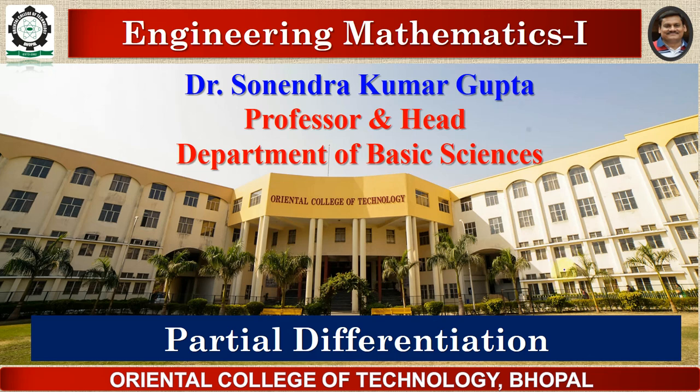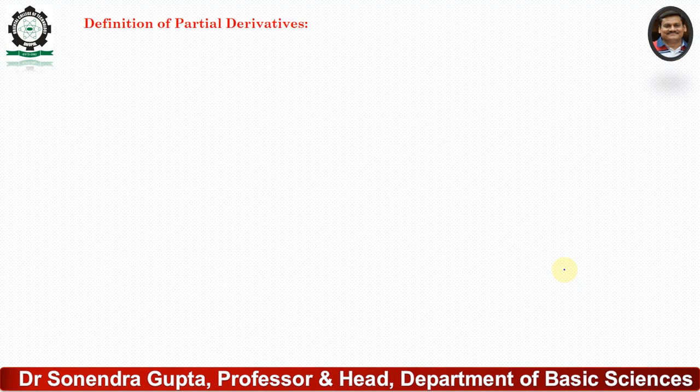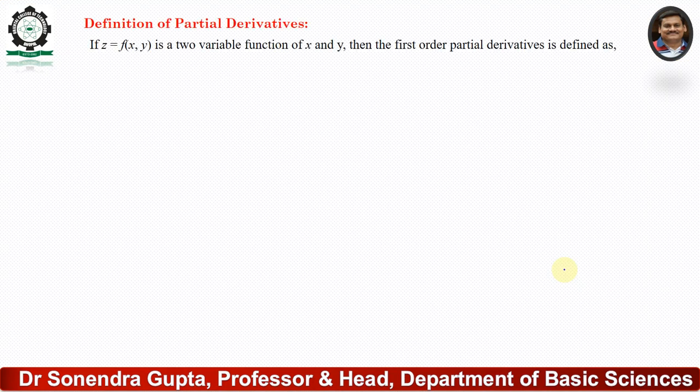Today we discuss the Engineering Mathematics 1 syllabus, and today's topic is partial differentiation. It is one of the most important topics in Engineering Mathematics 1. In the previous classes we discussed simple differentiation, and today we discuss partial differentiation. What is the difference between partial differentiation and differentiation? In simple differentiation we have a one variable function, while partial differentiation has more than one independent variable. Now we discuss the actual definition of the partial derivative.